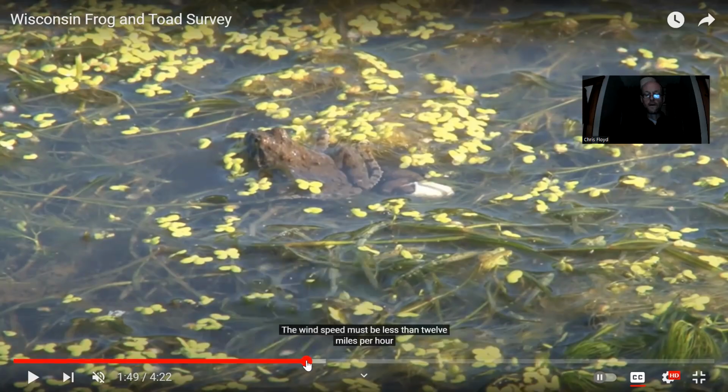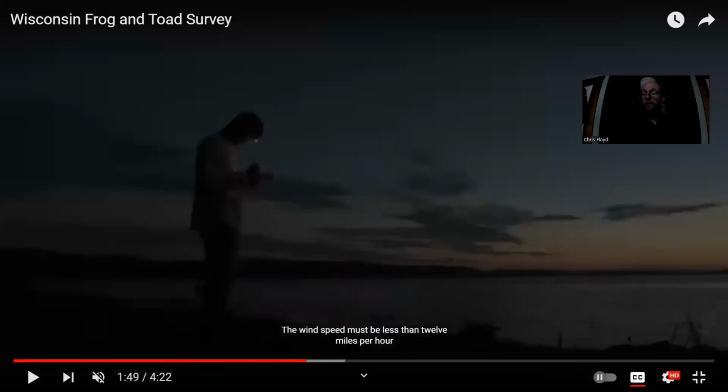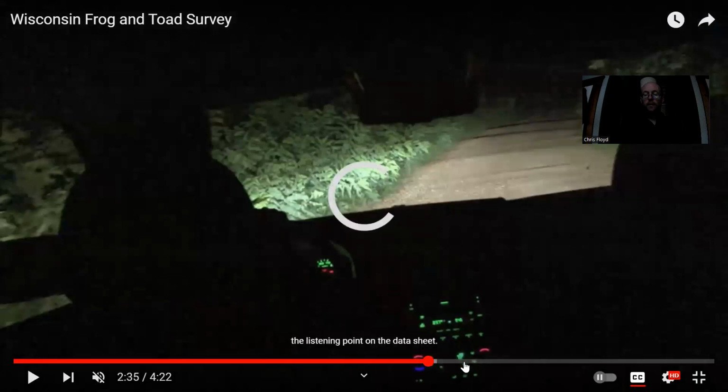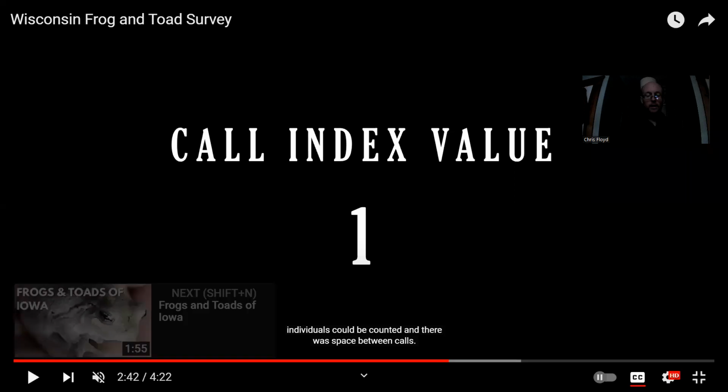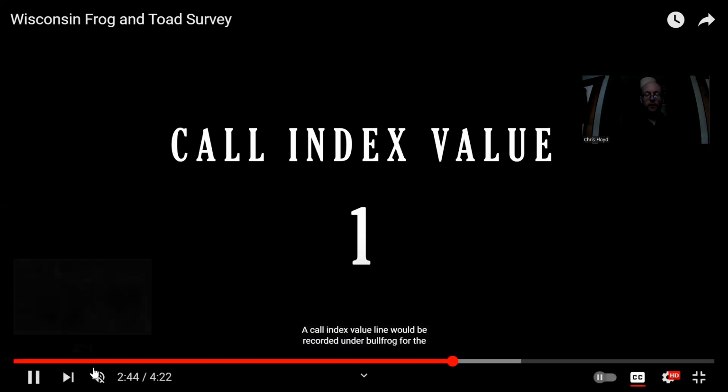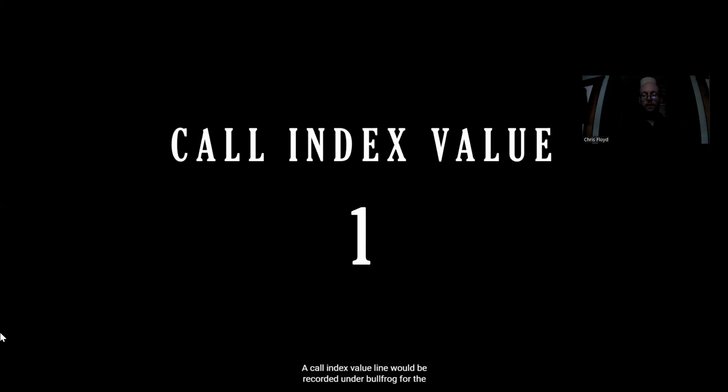By the way, what I mean by a standardized method is, for example, you don't go out in inclement weather because that can affect things. Here we go, calling index 1. A value of 1 would be recorded under bullfrog for the following. This is not a wood frog, it's a bullfrog.